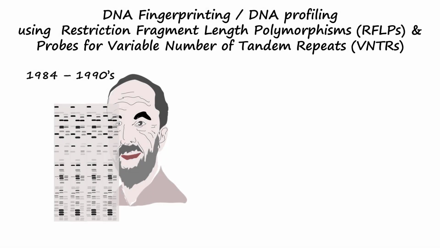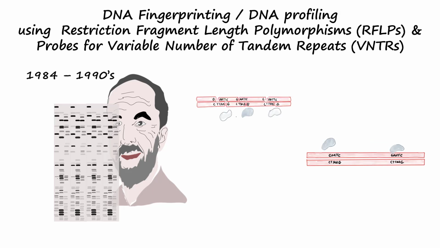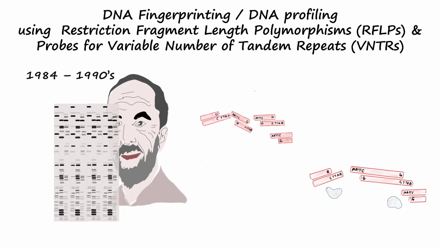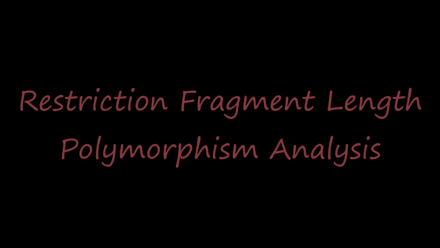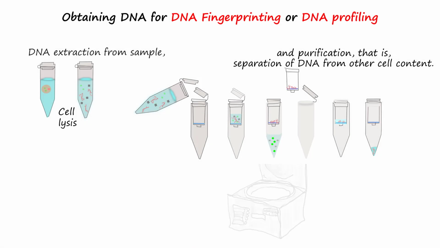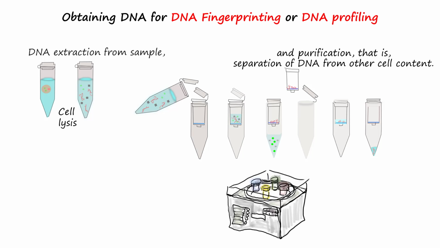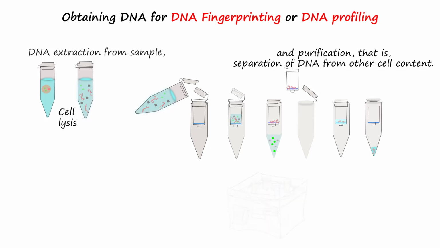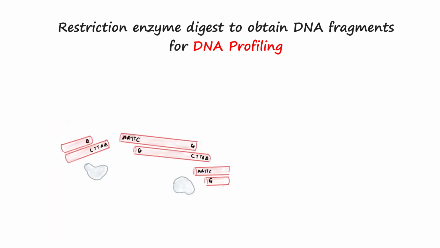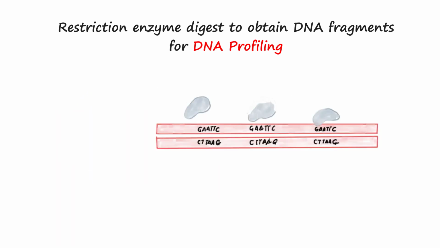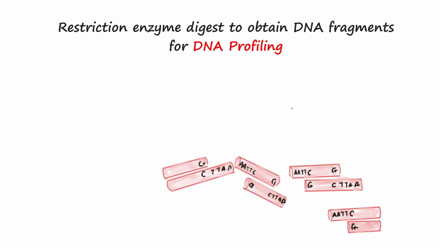The early DNA fingerprinting method of Alec Jeffreys involved restriction fragment length polymorphisms, RFLPs, and probes for variable number of tandem repeats, VNTRs. Restriction fragment length polymorphism analysis begins with genomic DNA which has been extracted and purified, being treated with one or more restriction enzymes which cut the DNA whenever specific sequences of bases occur.